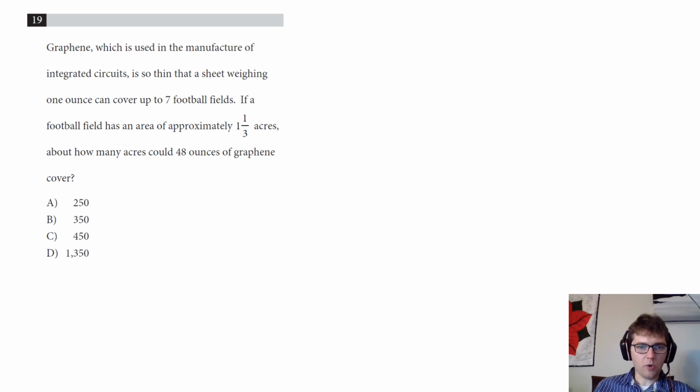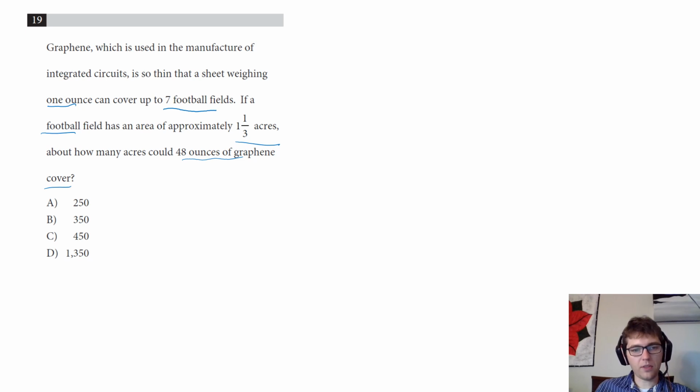Problem 19. Graphene, which is used in the manufacture of integrated circuits, is so thin that a sheet weighing 1 ounce can cover 7 football fields. If a football field has an area of approximately 1 1/3 acres, how many acres could 48 ounces of graphene cover? So this is all just a very wordy dimensional analysis problem, which just means converting the units.